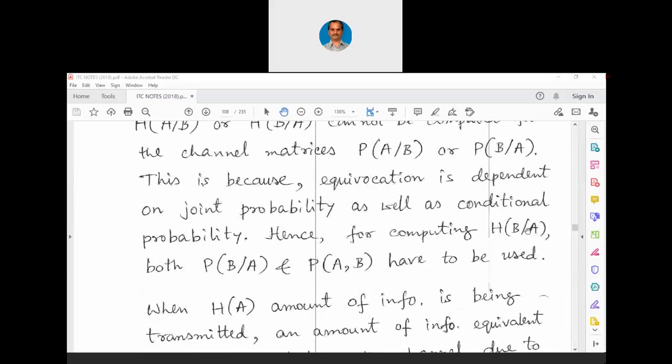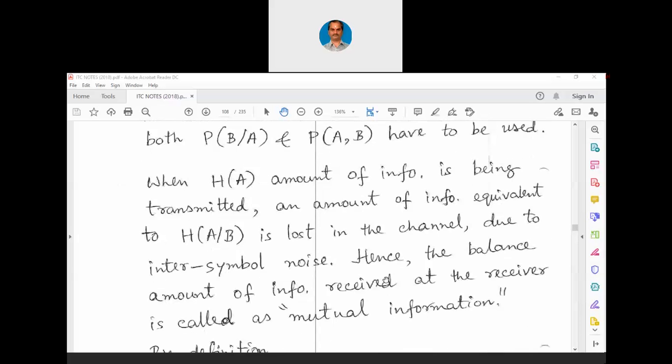Hence for computing H(B/A), both P(B/A) and P(A,B) have to be used. We need a conditional probability also, and we need the joint probability as well. We will see that in an example now.